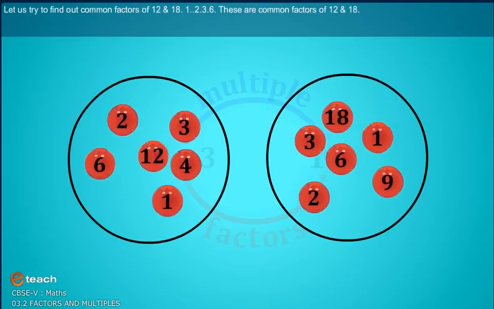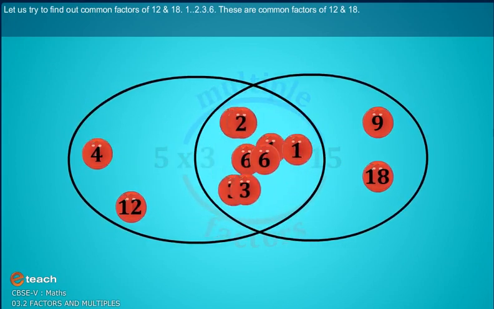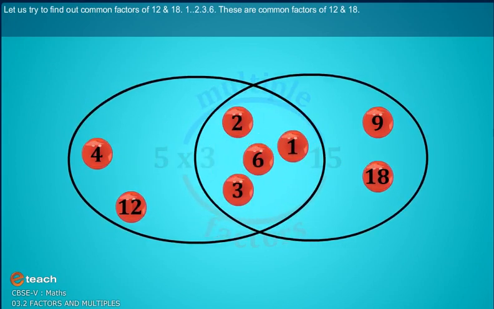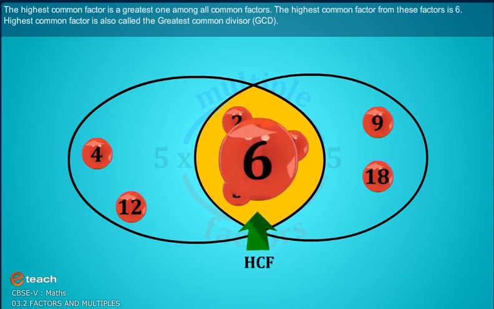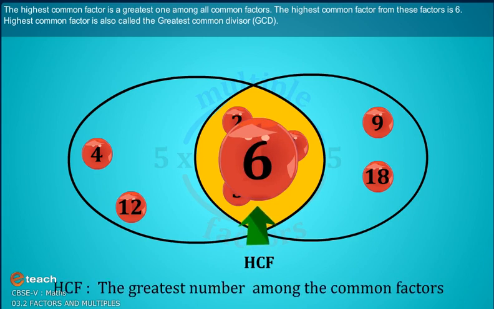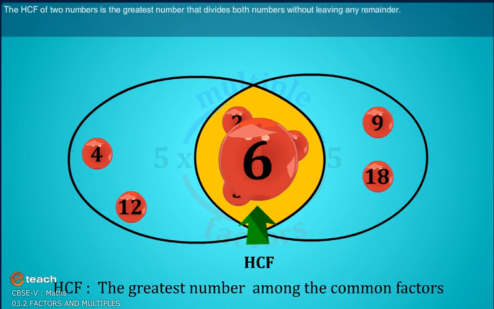Let us try to find out common factors of 12 and 18. 1, 2, 3 and 6. These are the common factors of the numbers 12 and 18. The highest common factor is the greatest one among all the common factors. The highest common factor from these factors is 6. Highest common factor is also called the greatest common divisor, GCD. The HCF of two numbers is the greatest number that divides both numbers without leaving any remainder.